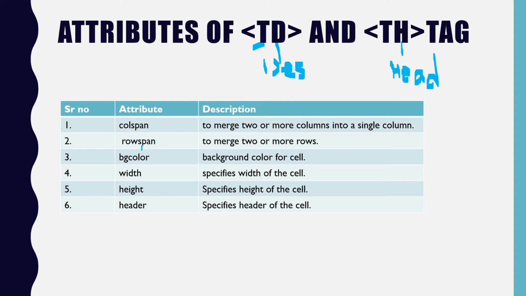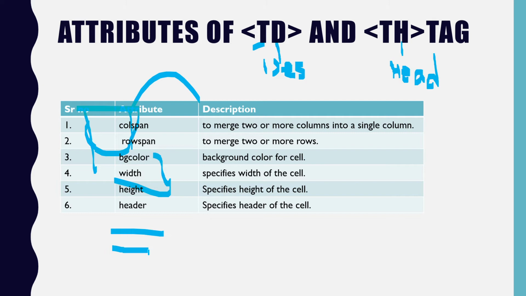Col span and row span. The rest is not new for you. Let me explain col span and row span. Merge, combine, or join: these three words are used here. To merge two cells into a single column, two different columns are there, and if you want to merge them together into a single one, then col span is used. Suppose two different rows are there, and you want to merge these two into one row, then row span is used.